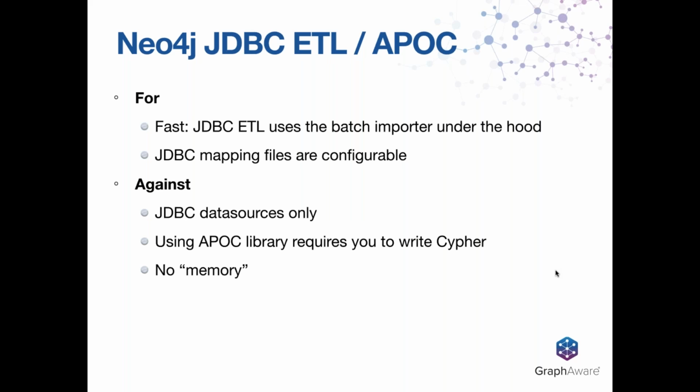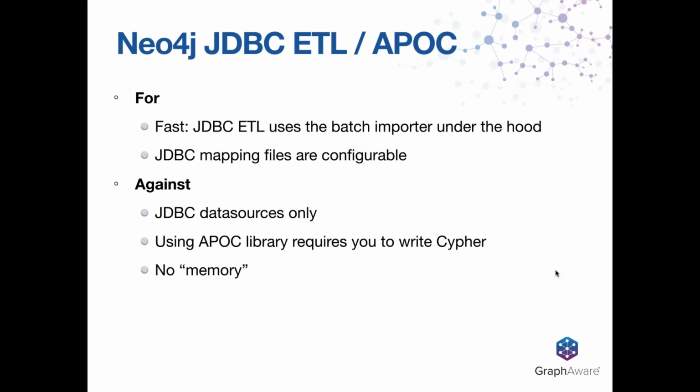One of the latest things that's come out from Neo4j itself is the JDBC ETL tooling, which is very fast. What that does is it reads a JDBC database schema and generates mapping files from which it then loads using the batch importer. One good thing about that is that these mapping files are configurable. So this is a good step in the right direction, I think. Obviously, one of the things against it is that it's a tool just for JDBC data sources, in the same way as load CSV is just for CSV files and so on.